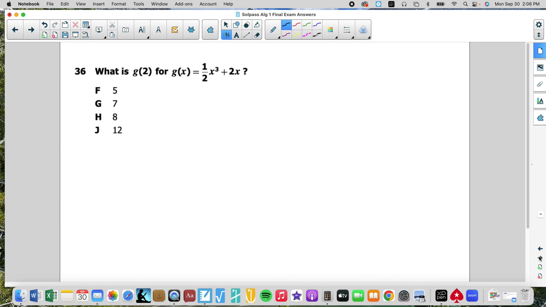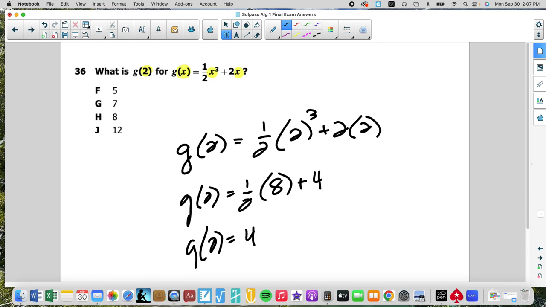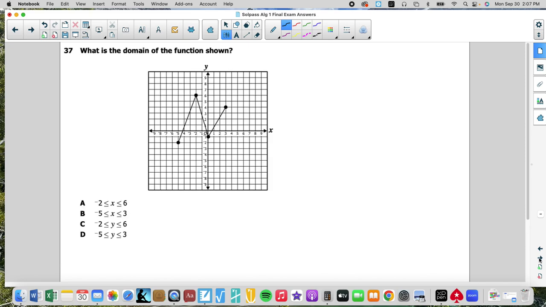Functions. What is g of 2 for g of x equals? So they want to input 2 in for our x. So we notice that they plugged in 2 where there was an x. Wherever I see an x, I'm going to plug in a 2. That is 1/2 times 2 cubed plus 2 times 2, because I plug in 2 for each of the x's. Now I have to do order of operations. 2 to the 3rd is 8. I should know that by heart. Half of 8 is 4 plus 4. So g of 2 equals 8. 8. No way. H. So weird.